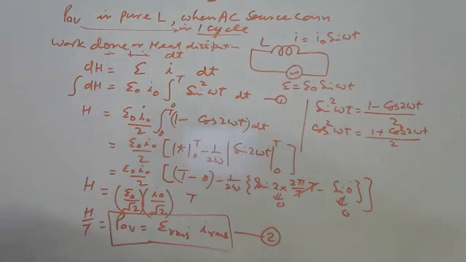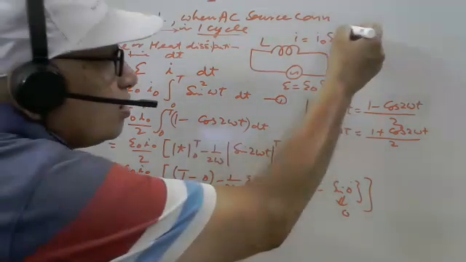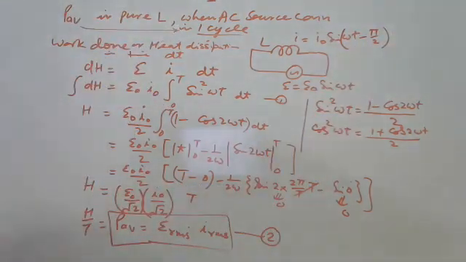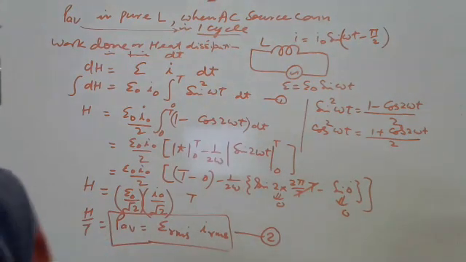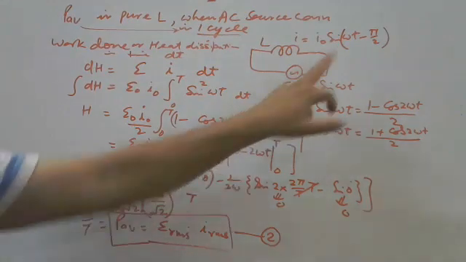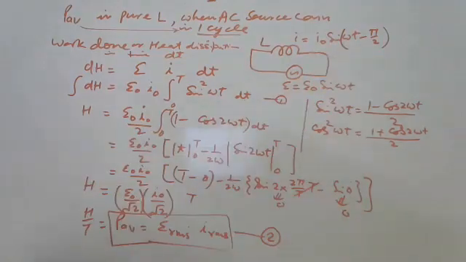Expression I is equal to I naught sin omega t minus 90. This is the phase difference. We have discussed twice. In case of pure inductance, this phase difference here is negative, minus pi by 2. This derivation we have discussed twice.